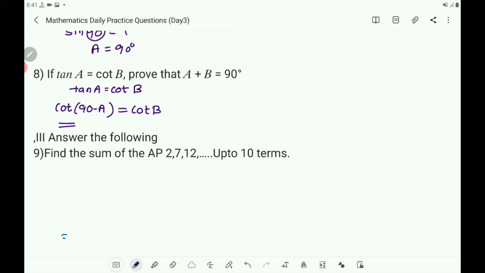That implies 90 minus A equals B. That implies you can take 90 equals A plus B. That is nothing but A plus B equals 90 degree.